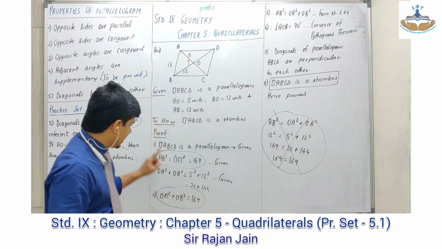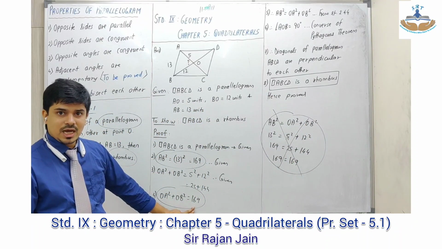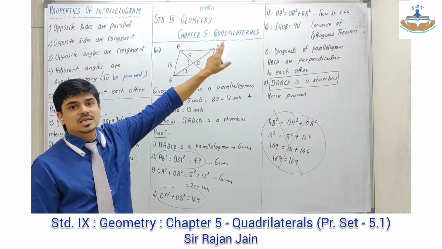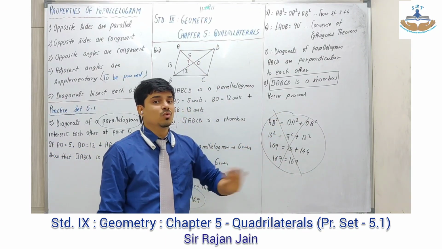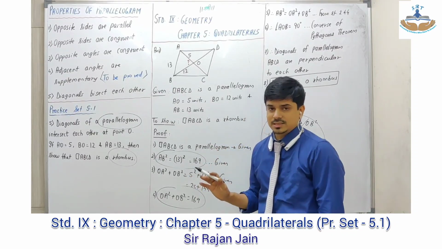तो उसके लिए क्या करने का, AB square का आंसर अलग से निकाला, OA square plus OB square का अलग आंसर अलग से निकाला. After that you compare and say that they are equal. Do not do like this. If you do like this, you won't get any marks over here. Clear? Now let's go to question number 6.